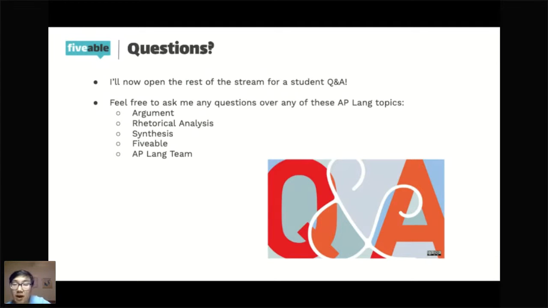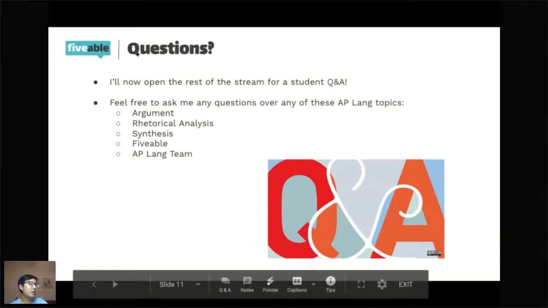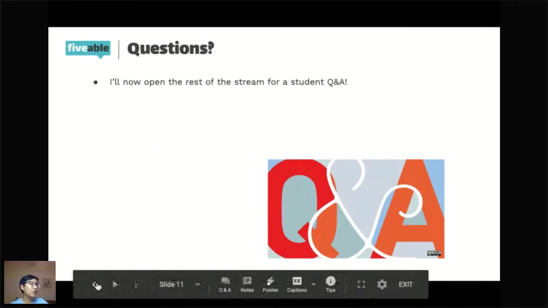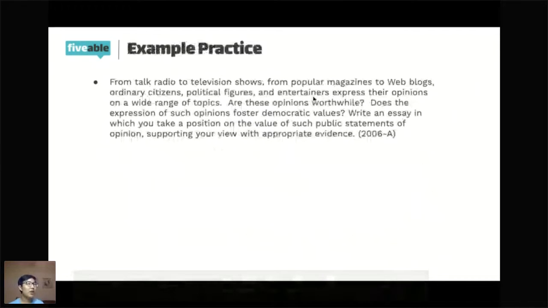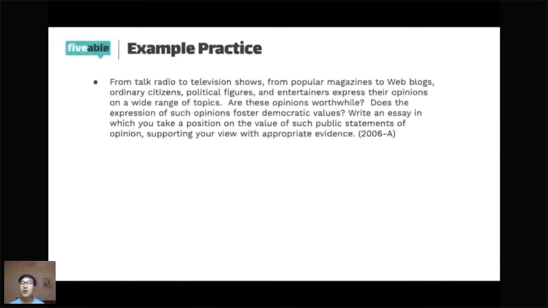Do you know any tips on how to write your thesis in a way that does not directly restate the prompt? That's a great question. So I'm actually going to go back on my slides. Okay. So this was our prompt. And honestly, the best way that you can write your thesis is to look at what they're asking you to do. And that means just read the last sentence. Write an essay in which you take a position on the value of such public statements of opinion.